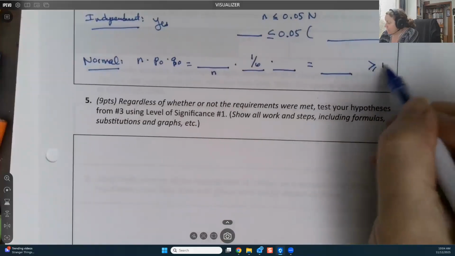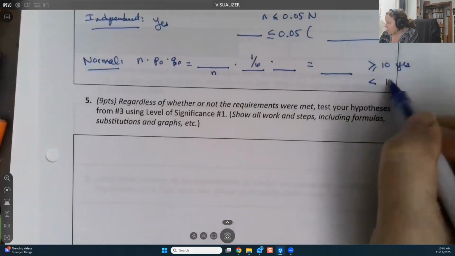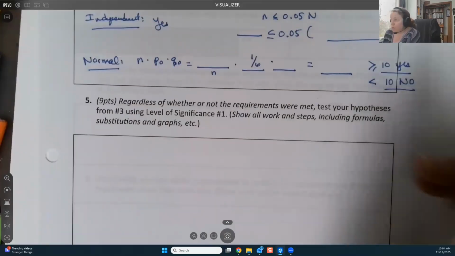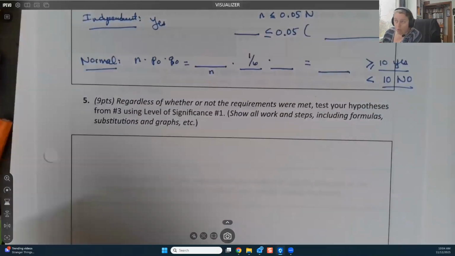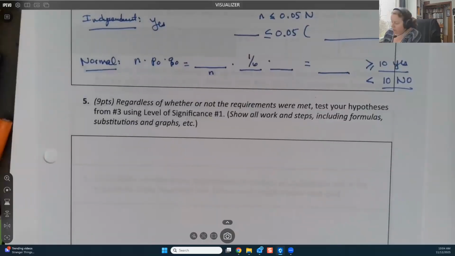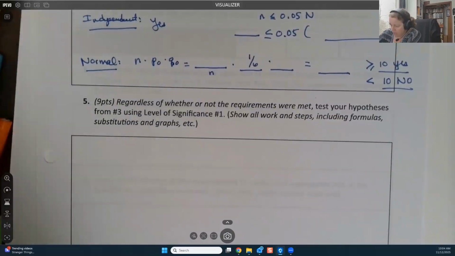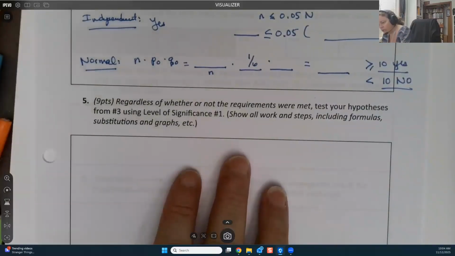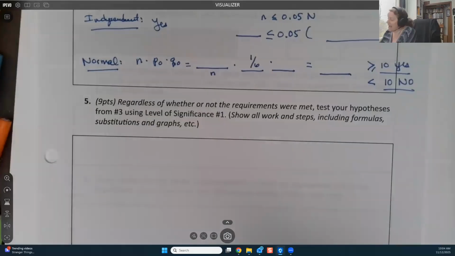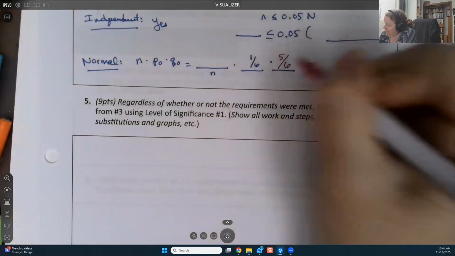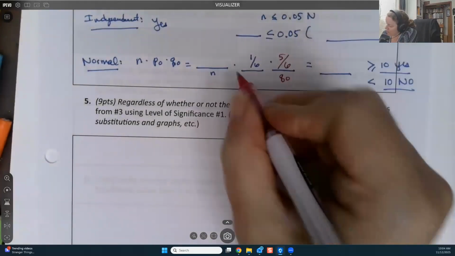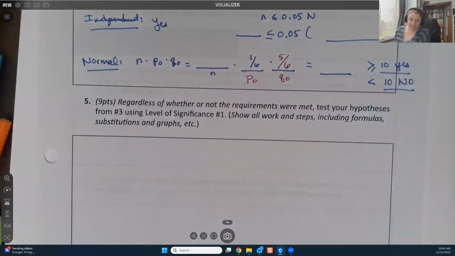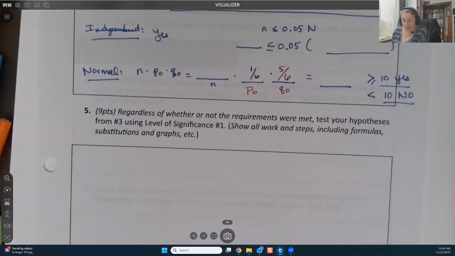So this might be yes, or it might be no. You put whichever one is true for you. What's Q0 for the record, everybody? If P0 is 1/6, if 1/6 of them is the winners, then 5/6 of them is the opposite. That's Q0. That's P0. Right? Use the fractions. Don't be afraid. It's fine. I did a fraction example in the notes for a reason.